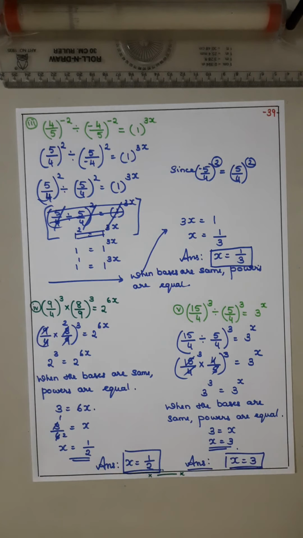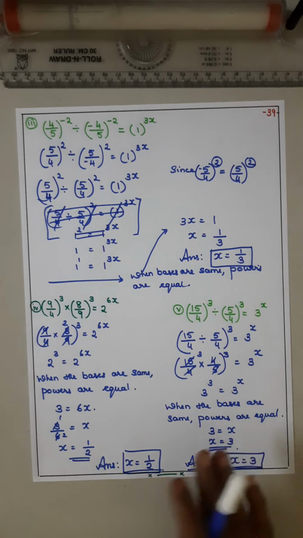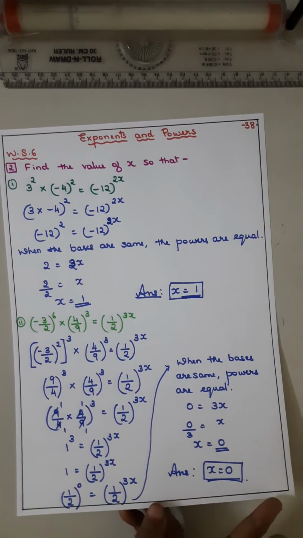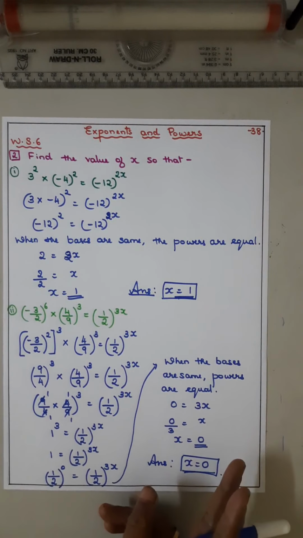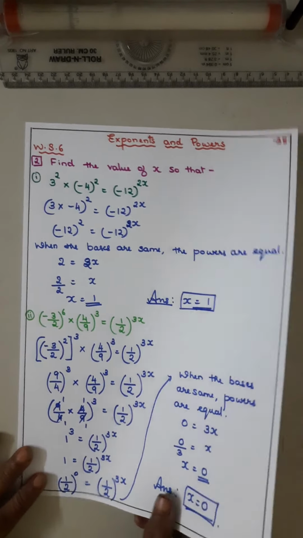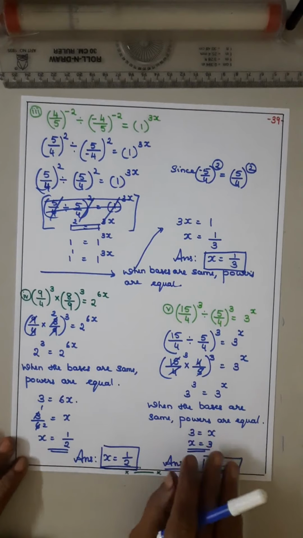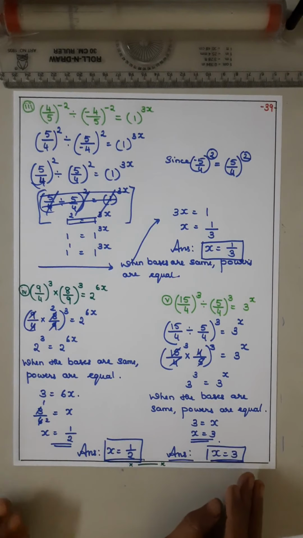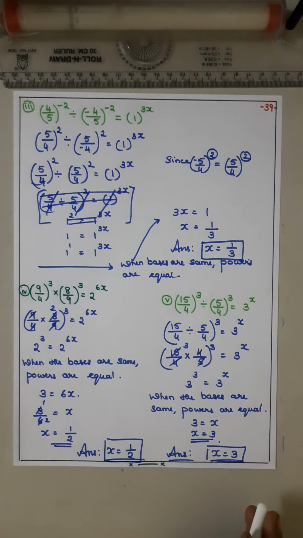Is it clear? So we have completed the worksheet 6. Only in the second and the third sums, little bit confusion is there. Otherwise, it's easy. Hope everyone understood how to find out the value of x.